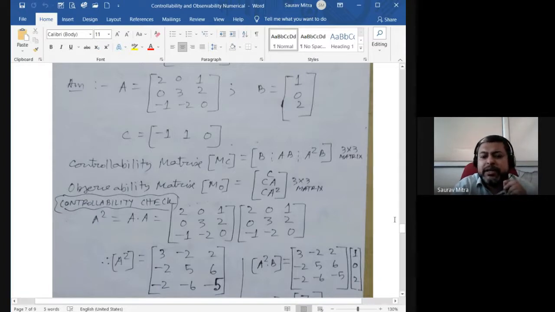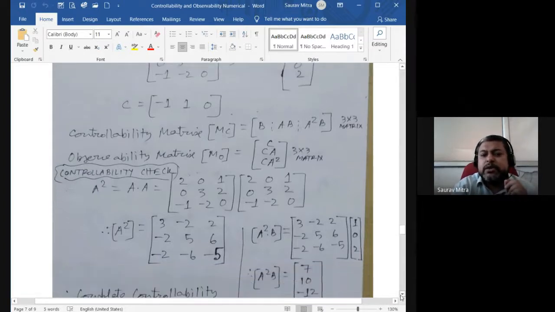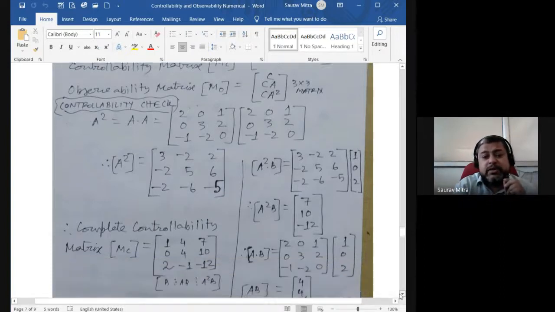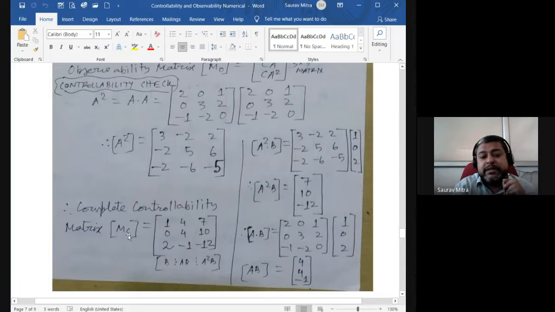Only you have to calculate the determinant of the controllability matrix and the observability matrix. So first I have found A square because A square is required in MO as well as MC. Then after finding A square, I'm trying to find B, AB, and A square B. So first I have to find the controllability matrix. So the first column is B. So B is 102 given, and then AB. Okay, so I have found AB.